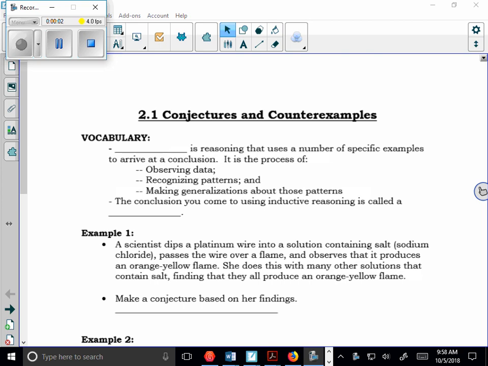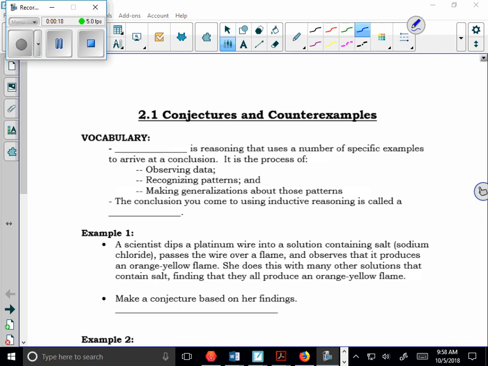Today we're starting a new unit. It is our logic unit. We're kind of backtracking a little bit. We're going to the second chapter of the book. The first day of notes for this is called, as you can see, conjectures and counterexamples. So we're going to start with a little bit of vocabulary to get us started.